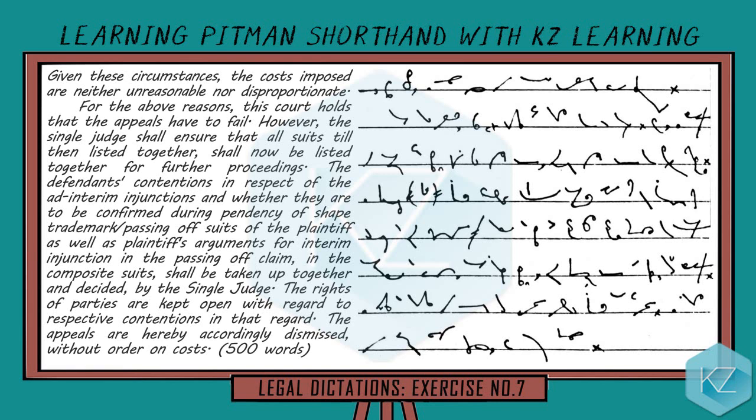However, the single judge shall ensure that all suits till then listed together shall now be listed together for further proceedings. The defendant's contentions in respect of the ad interim injunctions and whether they are to be confirmed during pendency of the shape, trademark, passing off suits of the plaintiff as well as plaintiff's arguments for interim injunction in the passing off claim in the composite suits shall be taken up together and decided by the single judge.